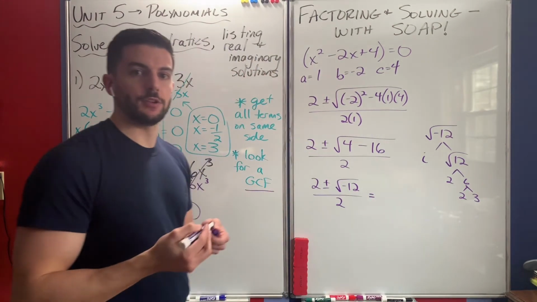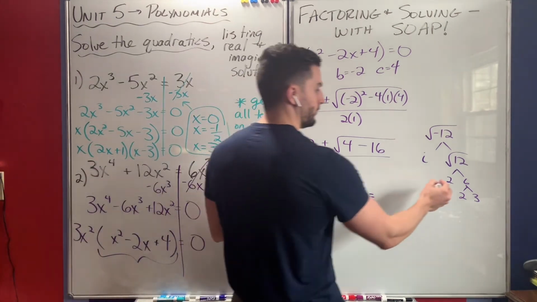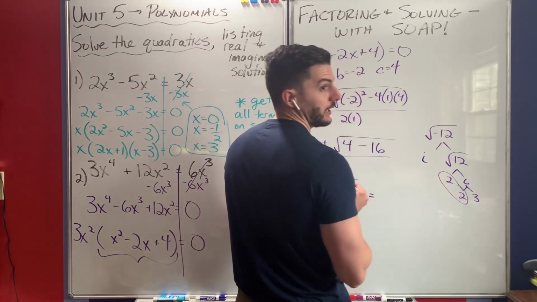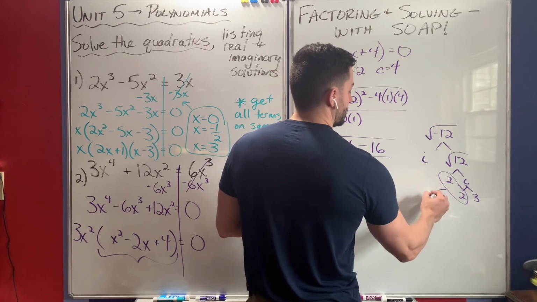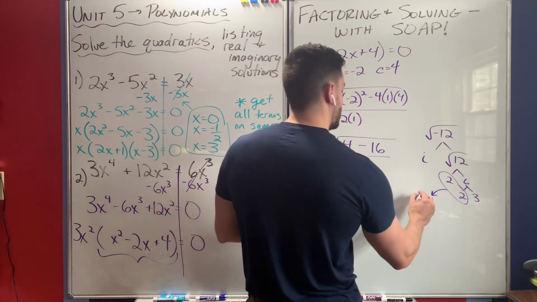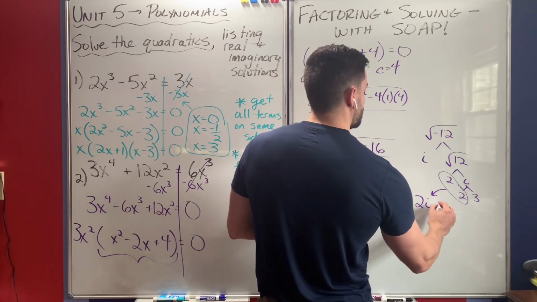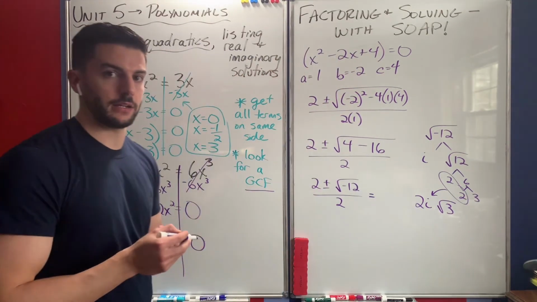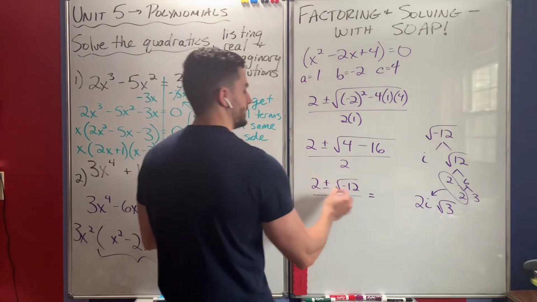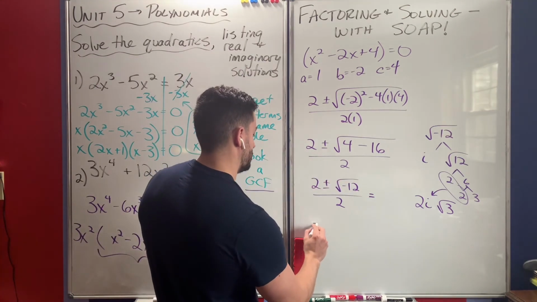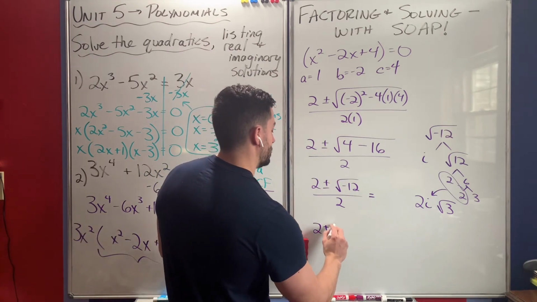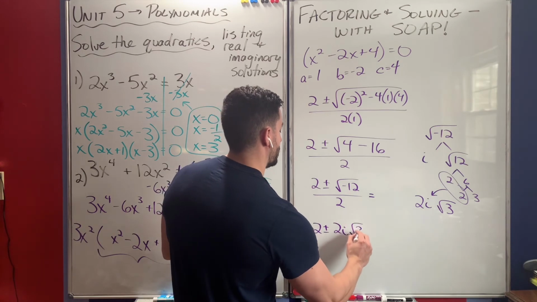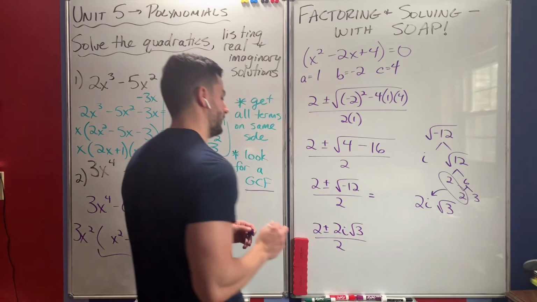And again, I have a pair of numbers that I can pull out of that radical to simplify it, right? This pair of 2's. So that's going to come out of the radical as well. So it's going to be 2i times the square root of 3, right? That single 3 is left in the radical, okay? So that's what this simplifies to, okay? So it would be 2 plus or minus 2i times the square root of 3, over 2, okay?